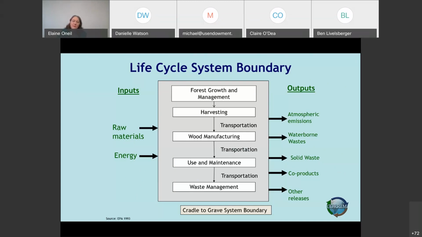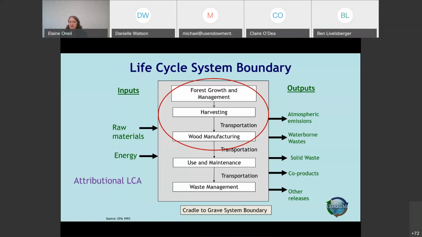That is our boundary. And then for each individual step, each individual life cycle stage, Quorum is basically focused on those first 3: forest growth and management, harvesting, transportation, wood manufacturing. We've done some work on modeling use of material and very little actually on waste management. But other folks are picking that up in the academic space.